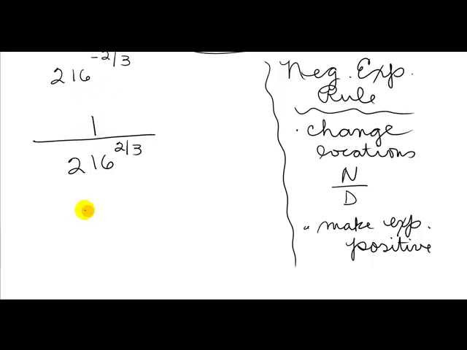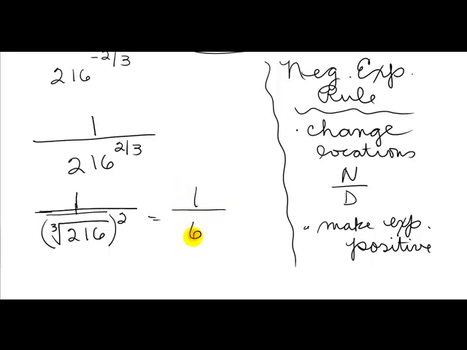Then we want to rewrite it using your radicals, your root, and then your power. Sorry about that, I wanted to extend that line. So when I take the cube root of 216, I'm going to get 6, and we'll square that.